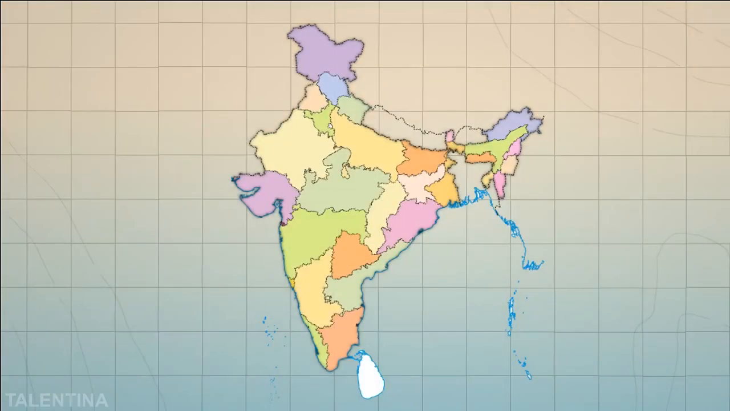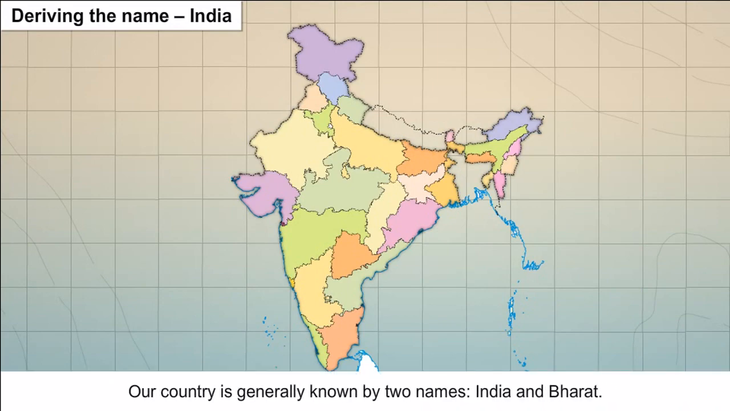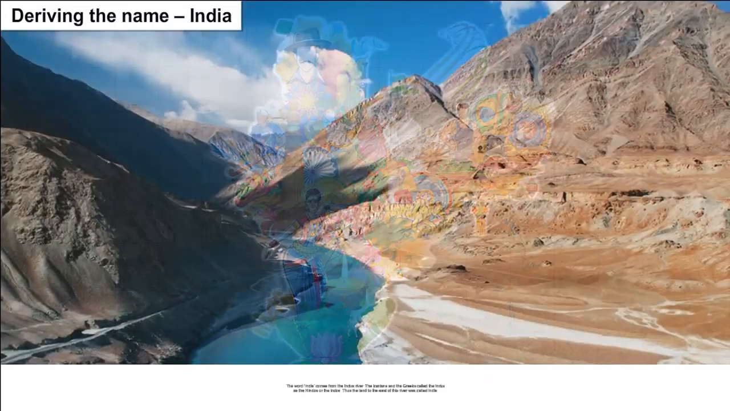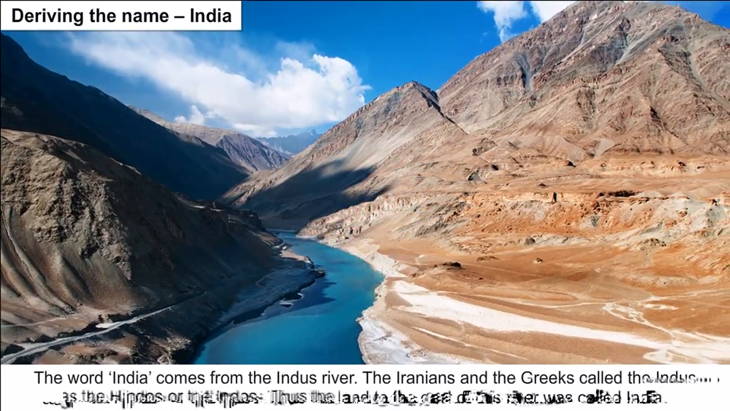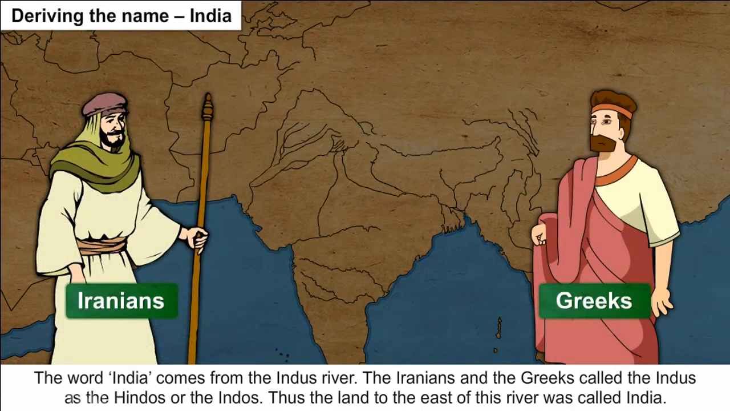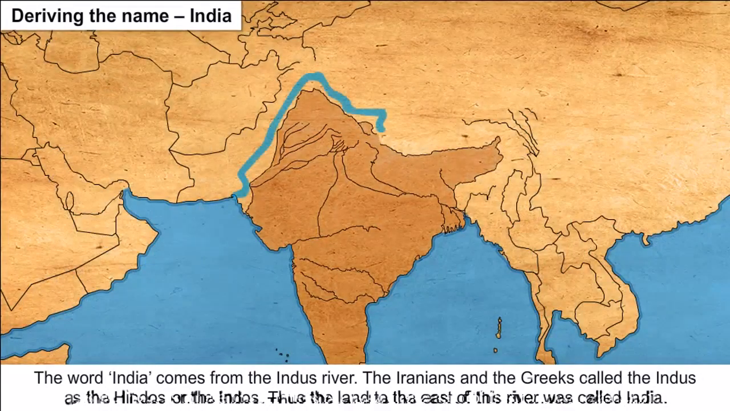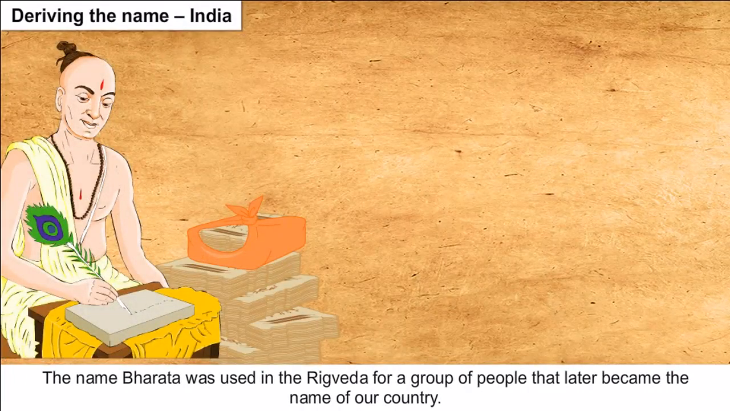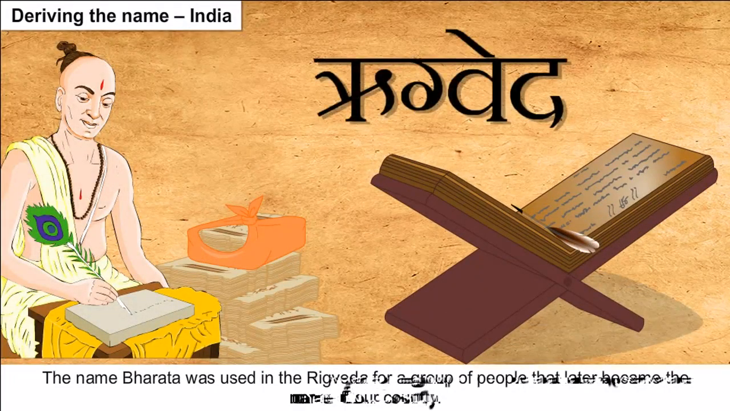How? Deriving the name India. Our country is generally known by two names, India and Bharat. The word India comes from the Indus River. The Iranians and the Greeks called the Indus the Hindus or the Indos. Thus, the land to the east of this river was called India. The name Bharat was used in the Rig Veda for a group of people that later became the name of our country.